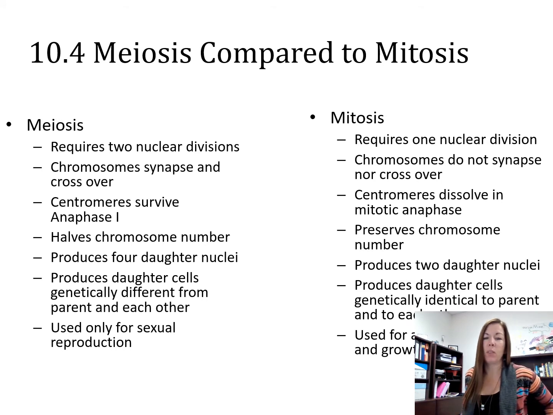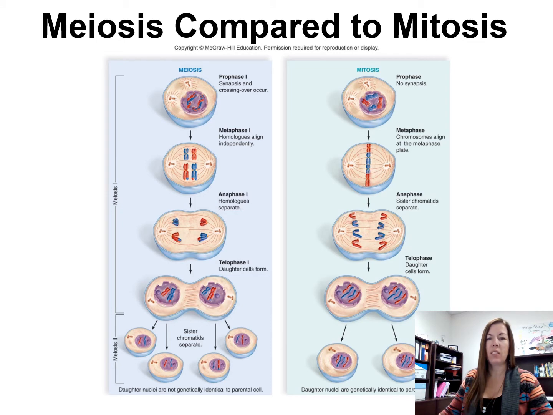Meiosis halves the chromosome number, and mitosis preserves the chromosome number. Meiosis produces 4 daughter cells, where mitosis produces 2 genetically identical daughter cells. Meiosis is only used for sexual reproduction, whereas mitosis is used for growth and repair and asexual reproduction. And this is a visual comparison, which is really nice.